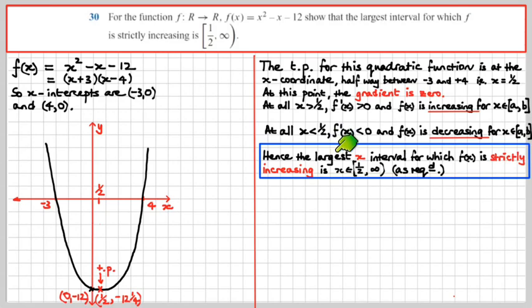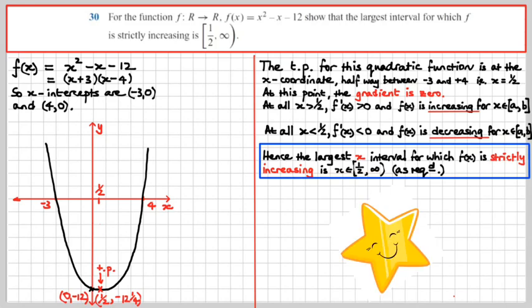Hence, the largest x interval for which f of x is strictly increasing, according to that definition that we've been working with, would be where x goes from a half, that would be the minimum value, including a half, and going upwards as far as you like, to infinity, as required. We've just proved it, guys, haven't we? We have. I think that's the end. Okay, the end's your friend, and we get the trend, don't we?